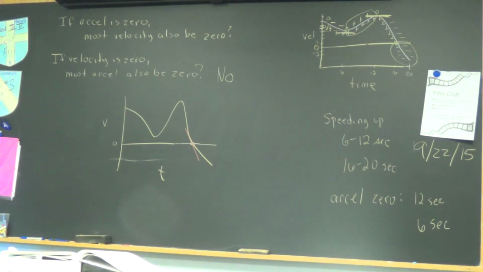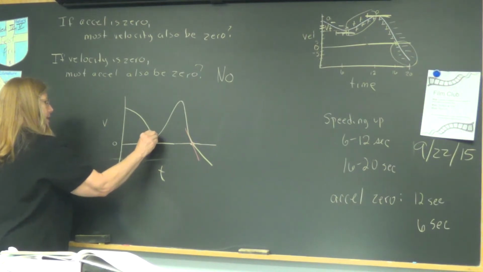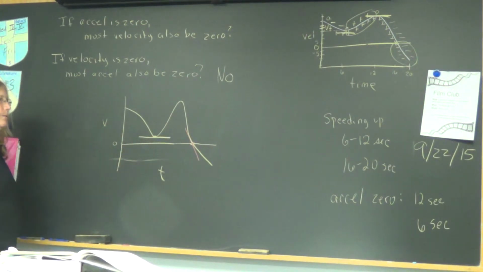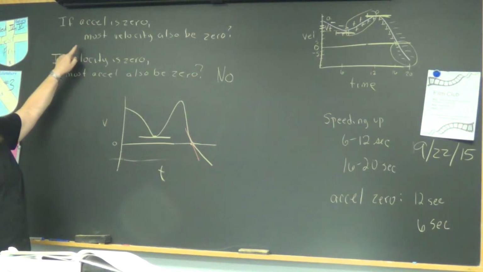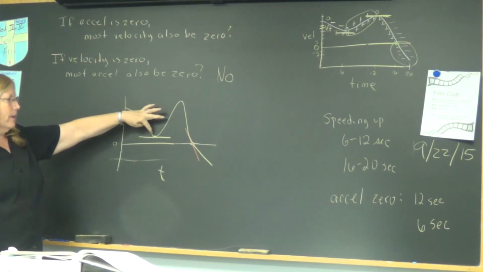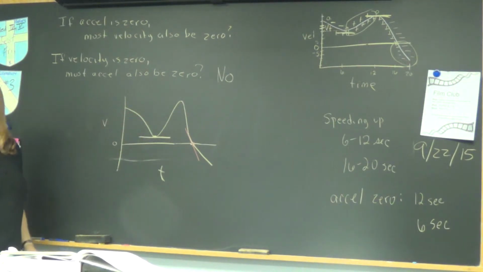All right, he picked this spot right here, and he was right, the acceleration, the slope there, is 0. We could have picked here as well. So one of the two, either one, if the acceleration is 0 here, is your velocity also 0? No, it's not. All right.